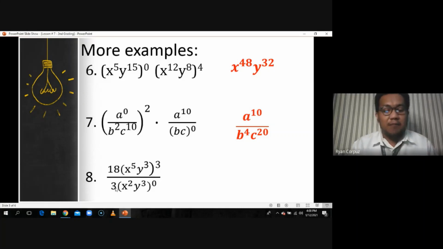So what is 18 divided by 3? 18 divided by 3 is 6. So we have the numerical coefficient 6. Then simplify this. 3 times 5 will come up with 15. So you'll have x raised to 15. Then 3 times 3 will come up with 9. So you'll come up with y raised to 9. So if we're going to write it, we'll come up with an answer which is 6x raised to 15, y raised to 9. So that's how we answer example number 8. Did you get that?